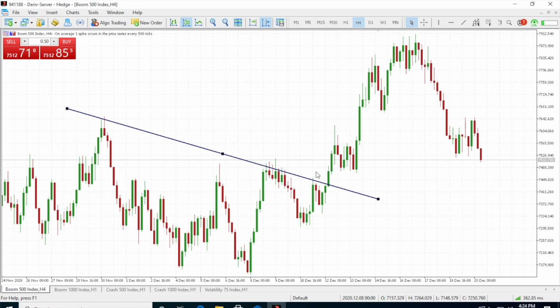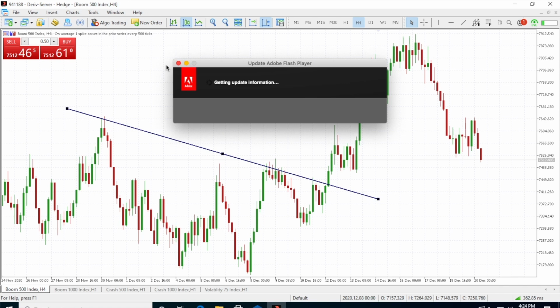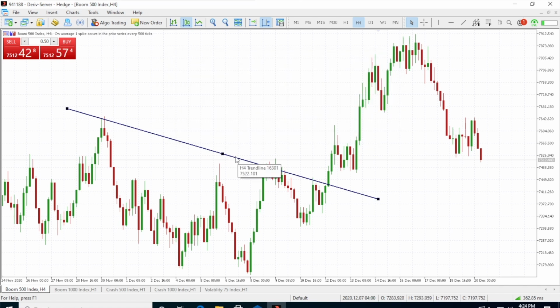That means we have 3 confirmed points. Whenever the market reaches that area, there will be a confluence or a tension. That means either the market will break that point or will bounce up from that area because there will be pressure at that level. So we now have a trend line. We drew a trend line like this.